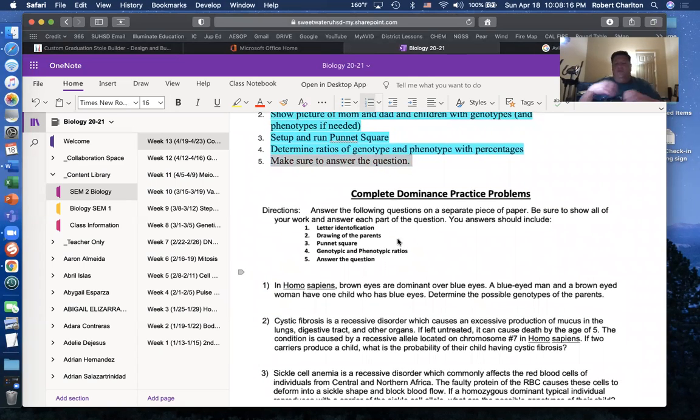People will go through the work, they'll do their letters, do the picture, do the Punnett square, get their ratios, but the question will ask them, so what's the chances that the baby will have blue eyes? And they never answer the question. Always make sure you go back and you say, all right, did I actually answer the question? And then we usually put a box around it to make it kind of stand out.